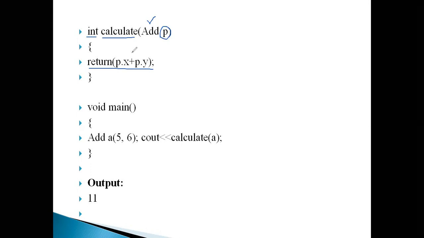For example, x value is 5 and y value is 10. So p dot x plus p dot y means 5 plus 10, that is 15. The value will be returned. Come to the main function. In the main function, I am calling add a comma 5. Here the x value is 5 and y value is 6. So adding 5 plus 6 is 11. See, cout calculate of a becomes 5 plus 6, which is 11. So it is displaying the output as 11. So this is the way we work with a friend function.